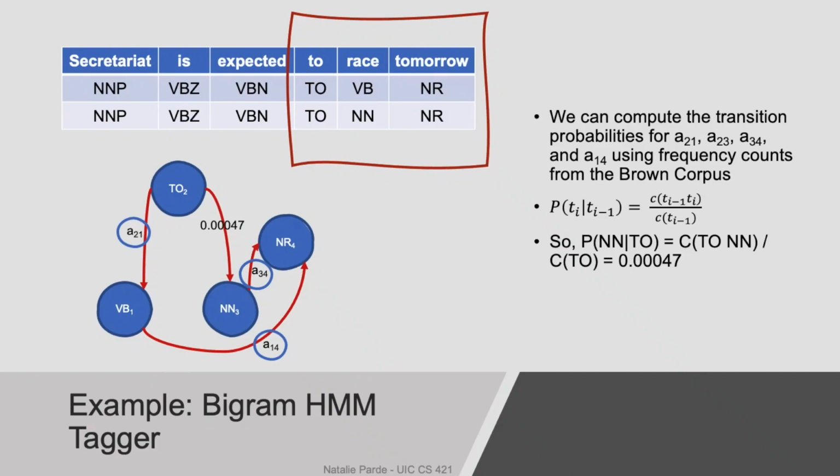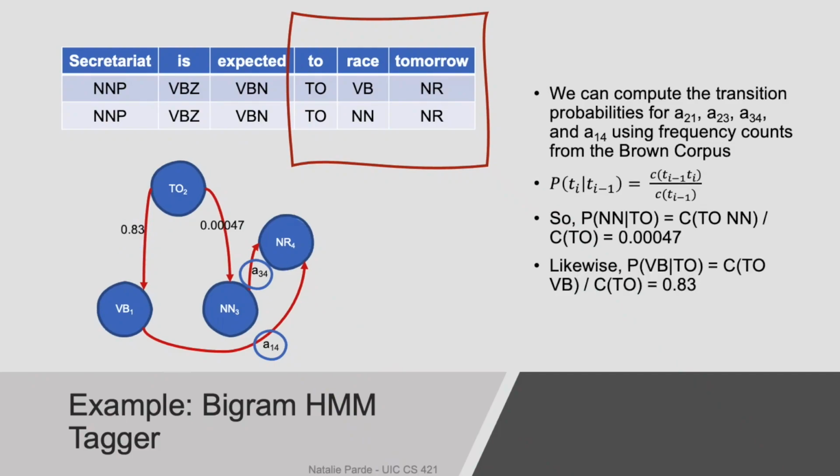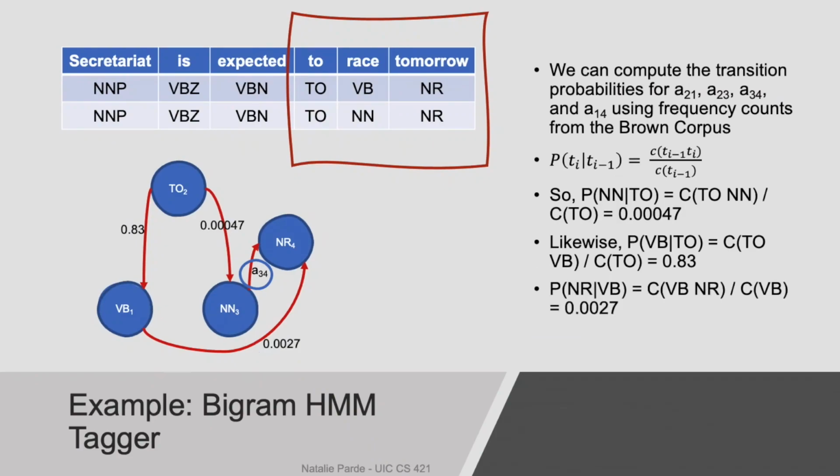0.00047. And next, we'll find the probability of a verb given the infinitive to. And based on the Brown corpus frequency counts, we find that this probability is much higher, 0.83. Next, we'll find the probability of an adverbial noun given a verb, and based on the Brown corpus frequencies, we see that that's pretty low, 0.0027.